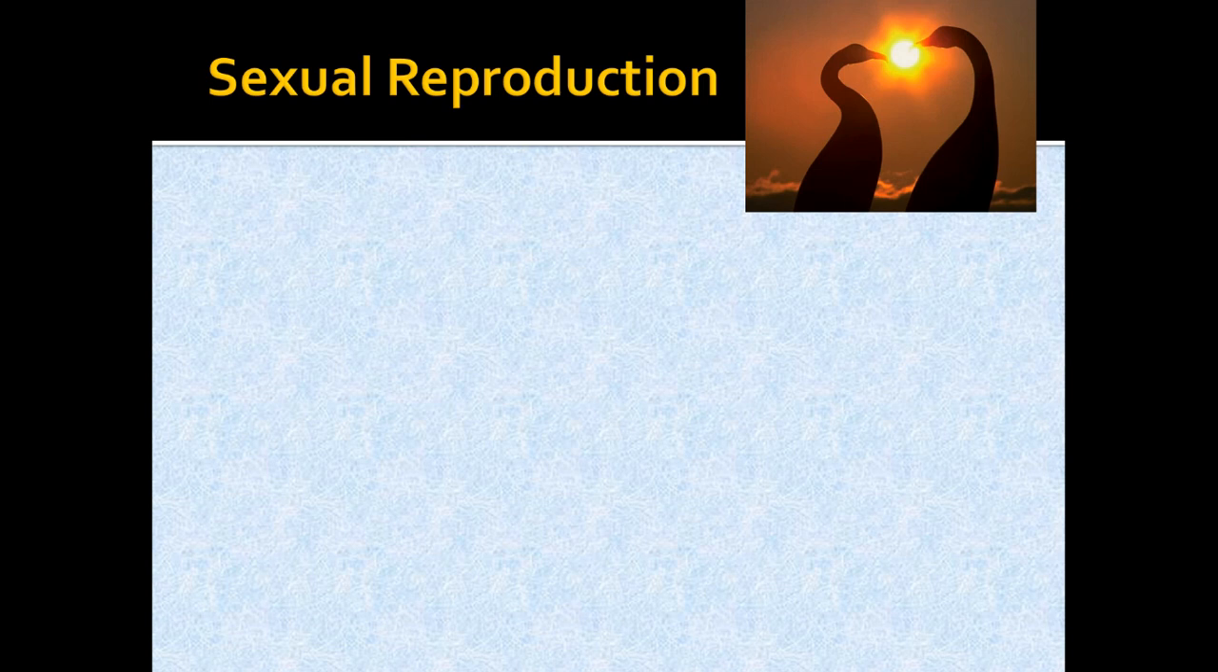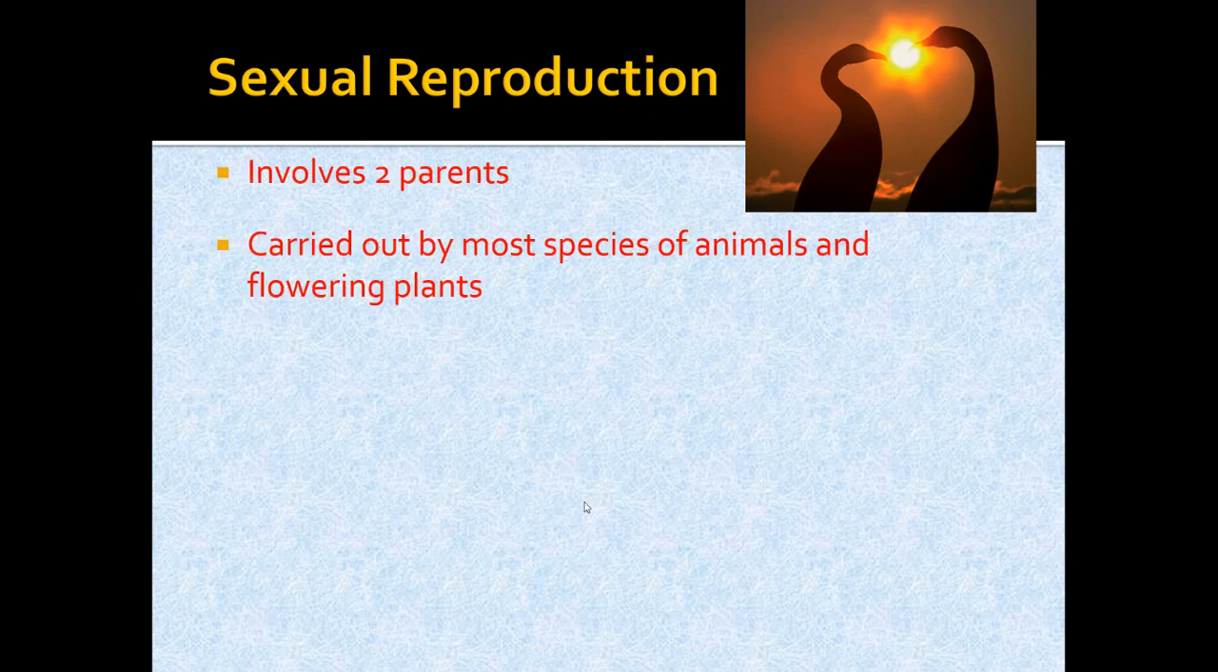Good morning, class. For today, we will continue with biodiversity topic 2. Today we'll be discussing sexual reproduction. If it's sexual reproduction, then you have a male and a female, so it involves two parents. It is carried out by most species of animals and flowering plants.